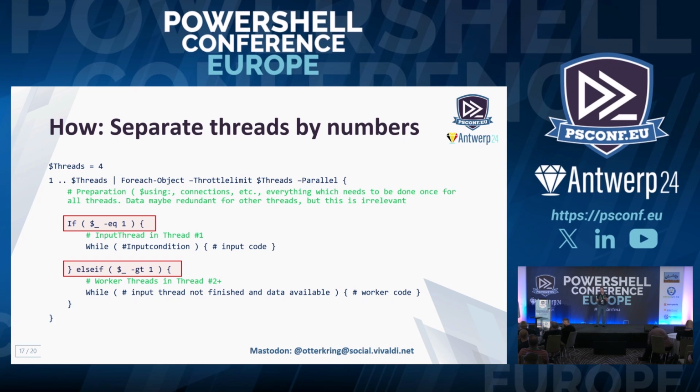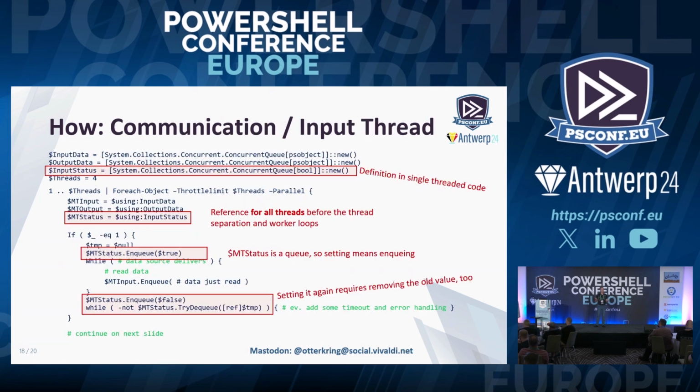You separate the threads by numbers. You remember maybe from the beginning, I'm piping a couple of numbers to ForEach-Object Parallel, and these numbers can translate to the number of threads. So all you have to do is build an if structure, and the thread number you want to have execute a certain bit of code, you put into the condition.